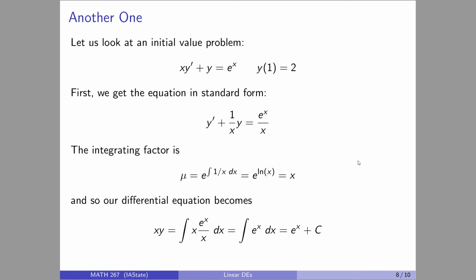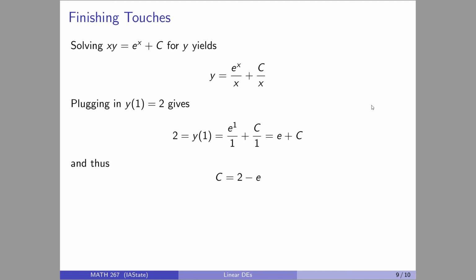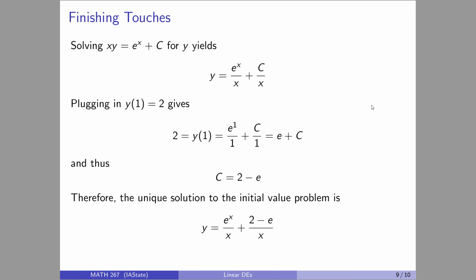All right, so now what do we do? Well, we've got some initial conditions, so let's solve for y. And as I recommended, if you can make it explicit, always do that first before you solve for the initial conditions. Okay, so let's solve. Divide out by x, plugging in the initial condition now gives me 2 is equal to y of 1, plug in 1 for x. I get e plus c, solving for c gives me 2 minus e. And thus we get our unique solution to our initial value problem: e to the x over x plus 2 minus e all over x.